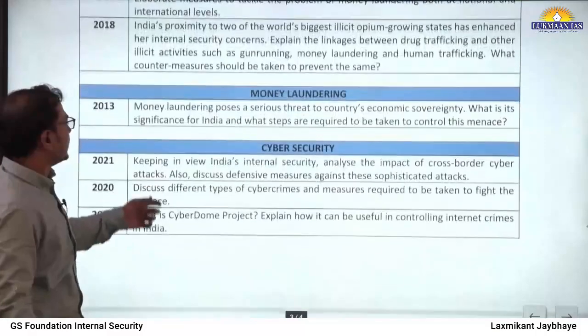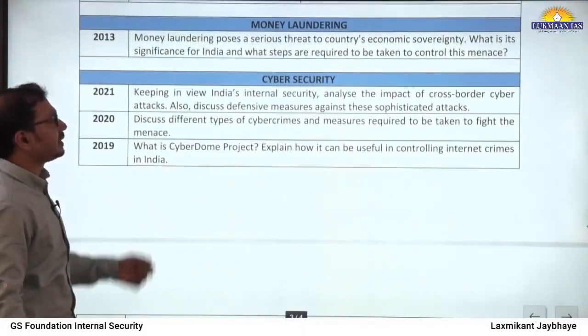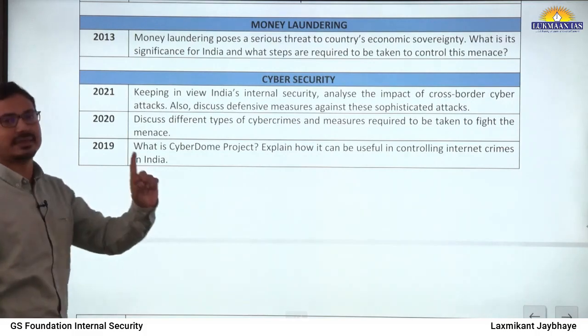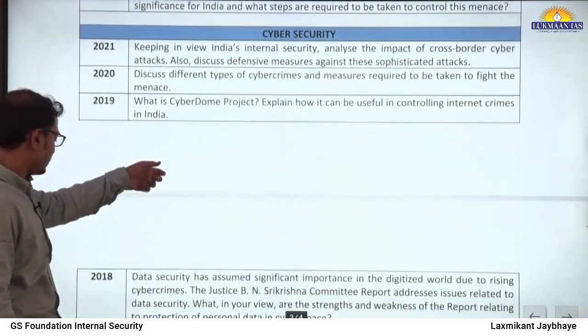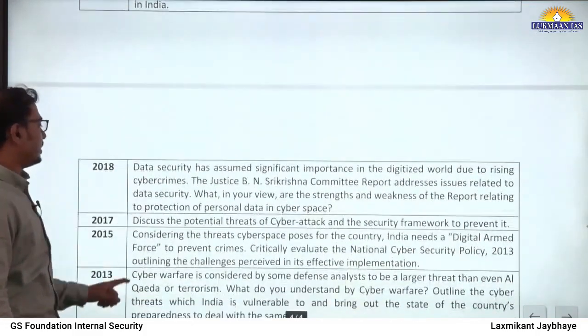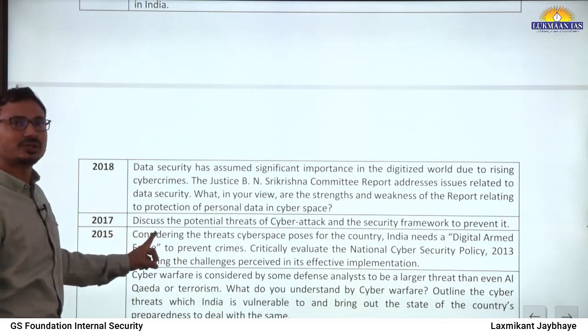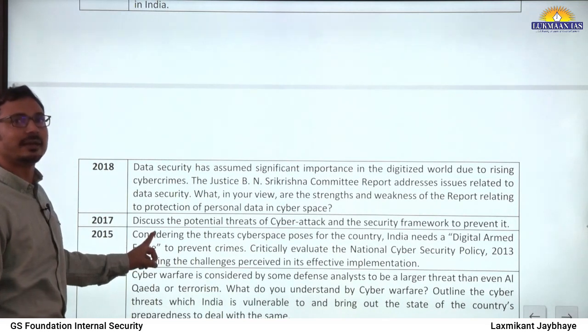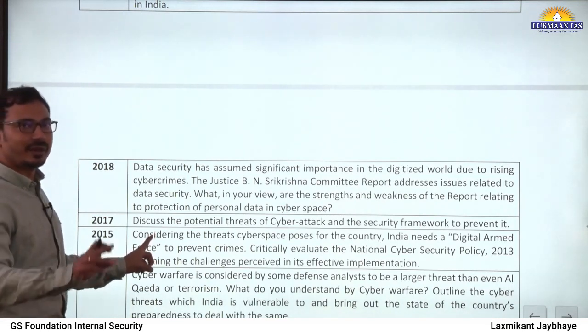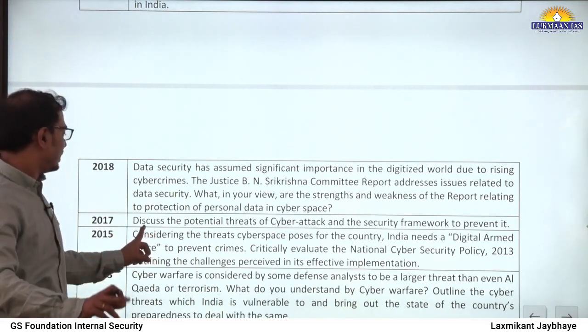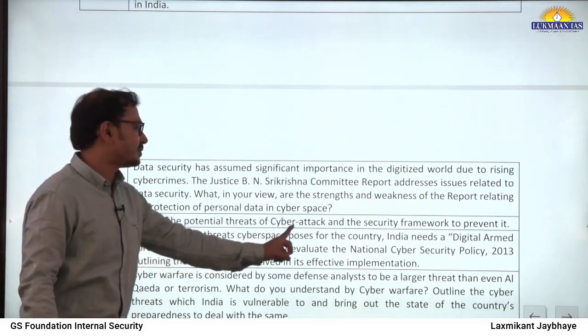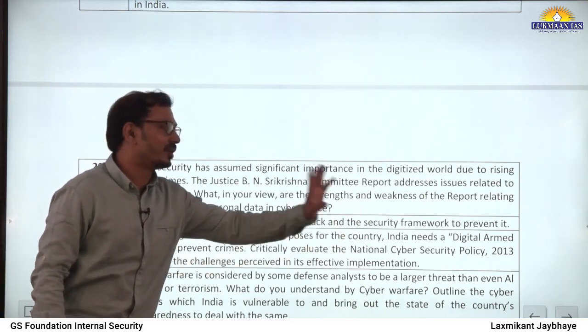Okay. Now a cyber security related question, every year UPSC asks cyber security related questions. Now from this we can understand, look here, since 2017 the nature of the question, I will say, they are repeating the same thing. In 2017 you see, discuss the potential threats of cyber attack and the security framework to prevent it.